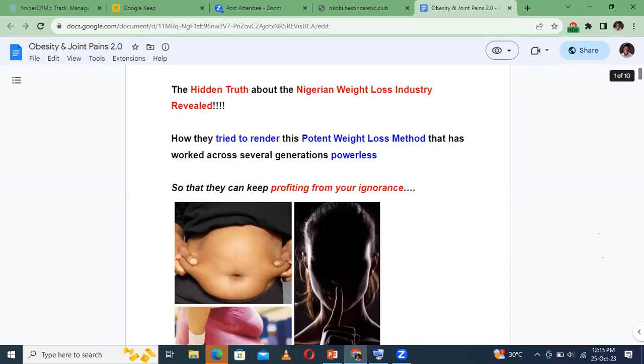What about law 3? Actually, law 3 is what's in it for them. I think it obeys all of them. Okay, how does it obey all of them? Because from your second paragraph, it says how they try to render this potent weight loss method that has worked across several generations powerless. It means that when you read this article, you get to find out about that potent weight loss method. So I think that's what is in it for them when you read the article. So I think it actually obeys that law. Okay, all right. That's a good one. So it obeys the 3 laws, actually.